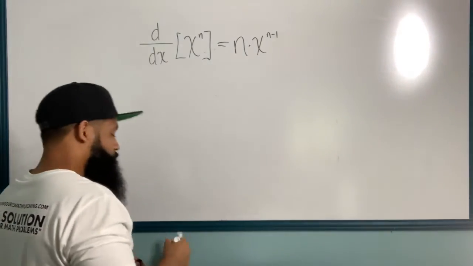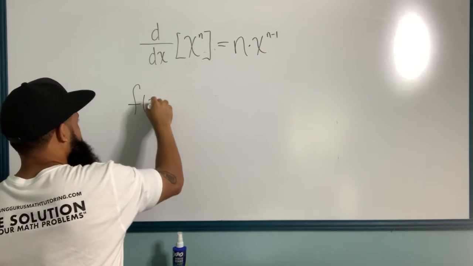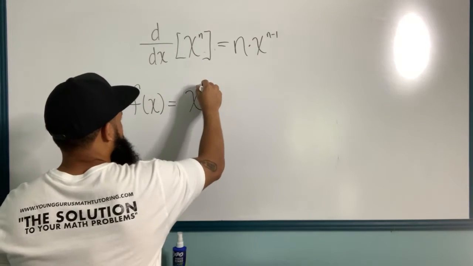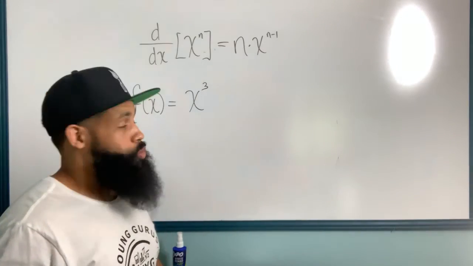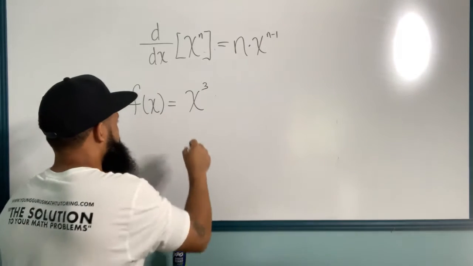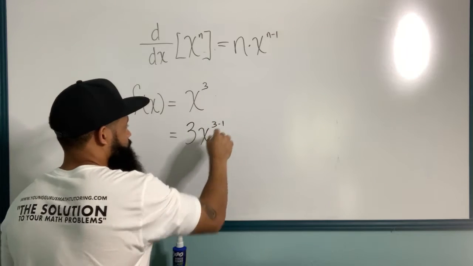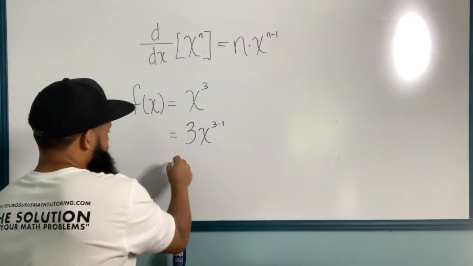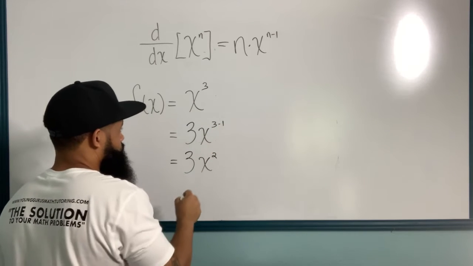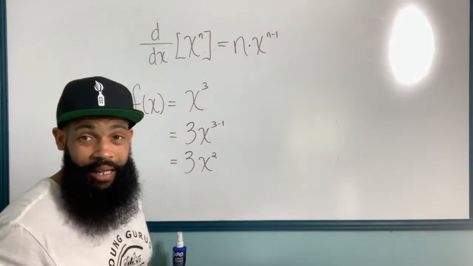So the first example I want to do is I want to find the derivative when f of x is equal to x to the third power. So we'll keep this first one simple. What we want to do is take this exponent of 3 and put it in front of x. So this is actually going to be 3x to the 3 minus 1 power, okay? And that's simple. 3 minus 1 is 2. So the derivative of x to the third power is 3x squared.